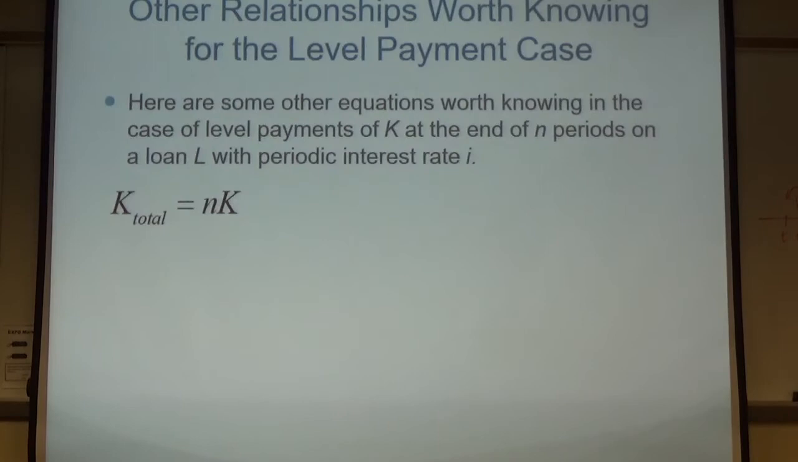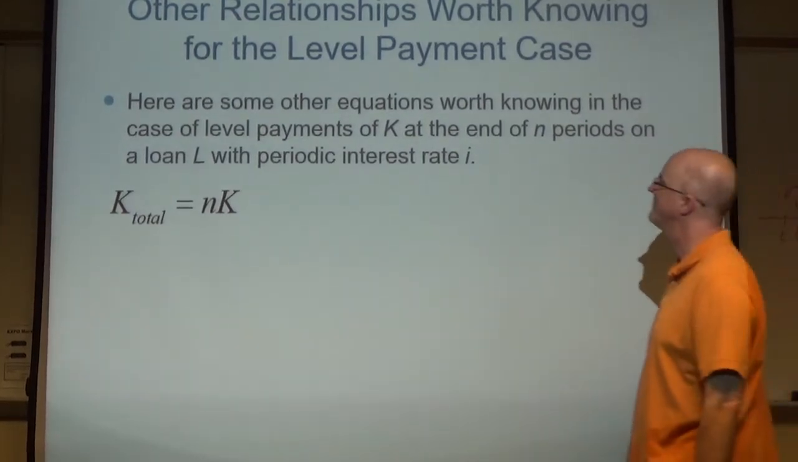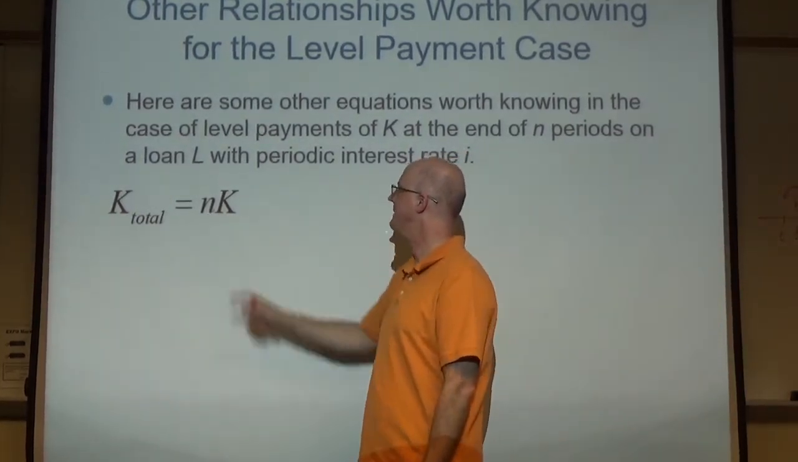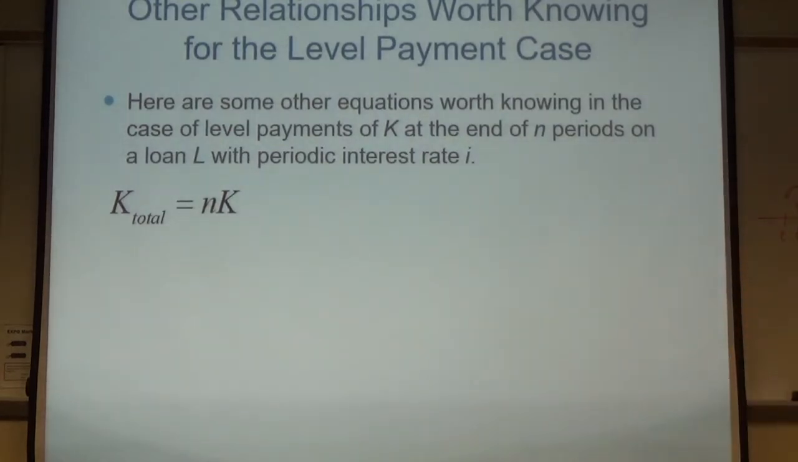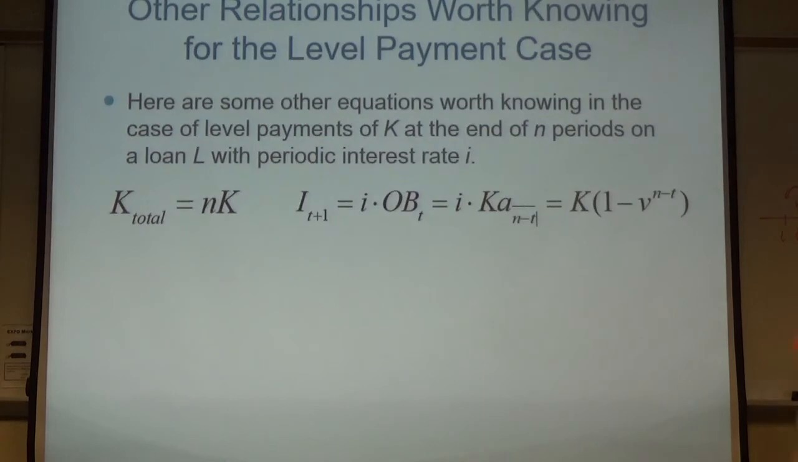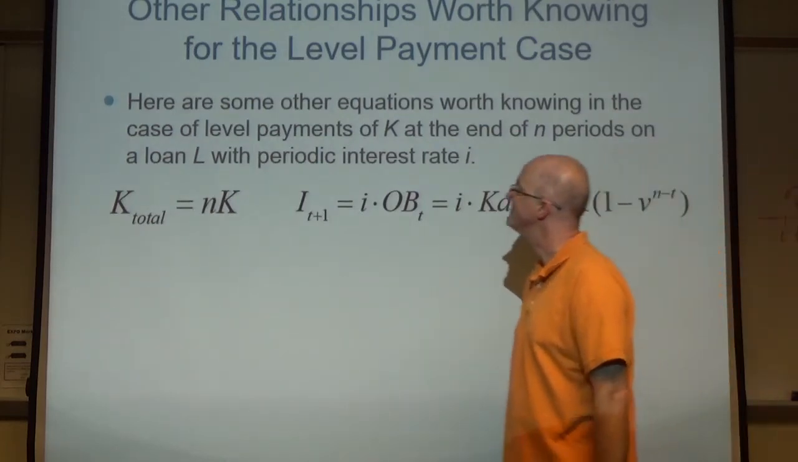The total amount of payment that you pay is, well, very logically, the number of payments times the payment amount. Of course, that's going to be bigger than the loan amount typically, unless your interest rate were negative, which it never is.